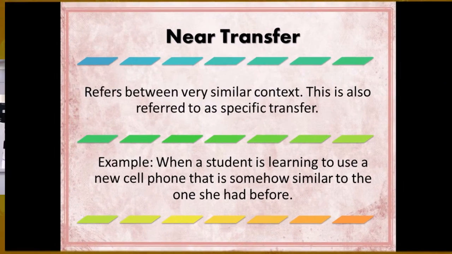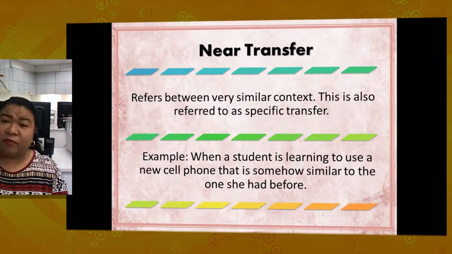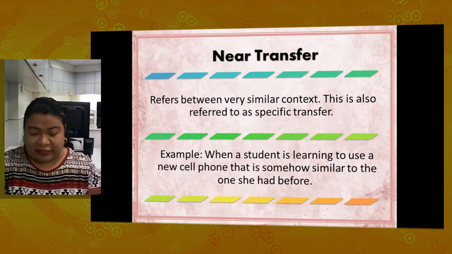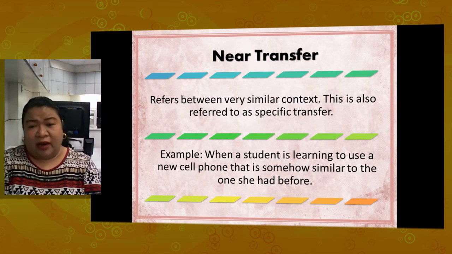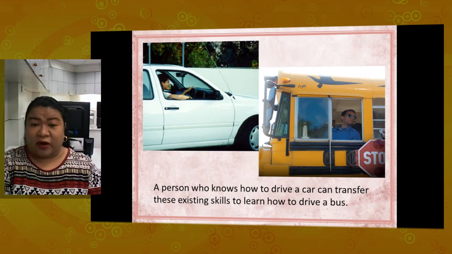Near transfer happens when there is a very similar context between two things. This is also referred to as specific transfer. Like when a student is learning to use a new cell phone that is somehow similar to the one she had before, like our example with Note 4 and Note 7. So that is near transfer. The more similar what you knew before and what you're learning now, the easier the learning would be, the easier the transfer would be.